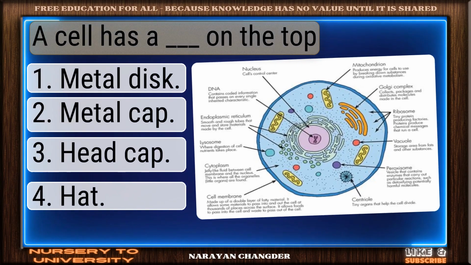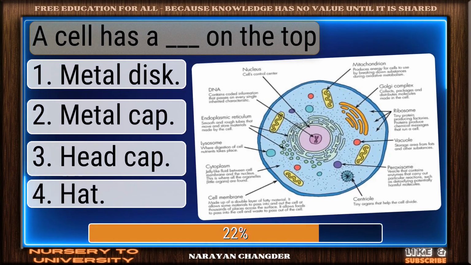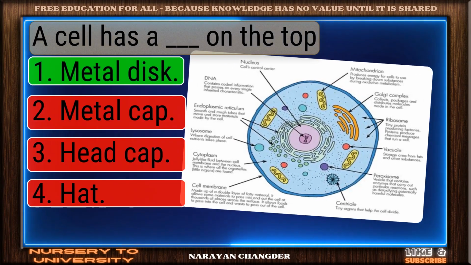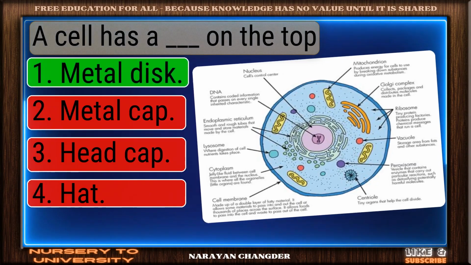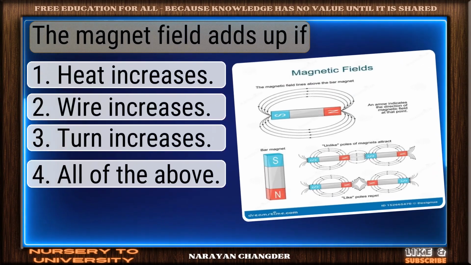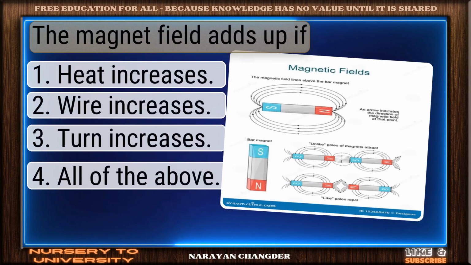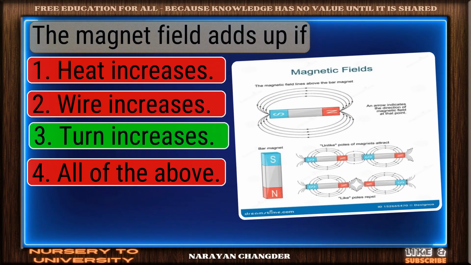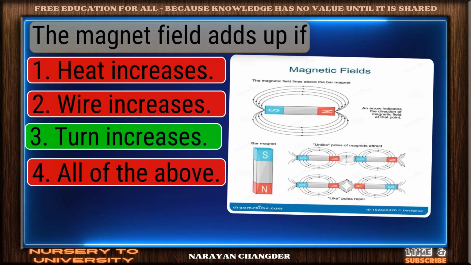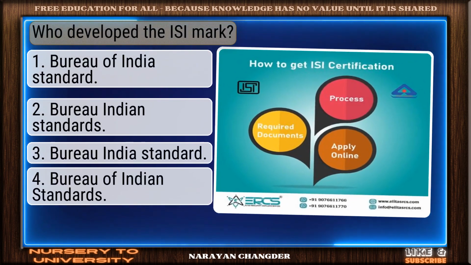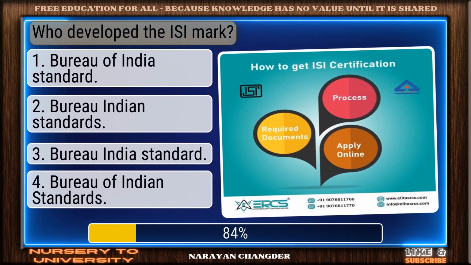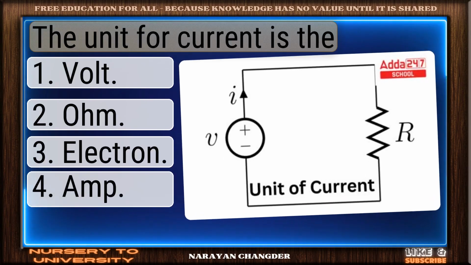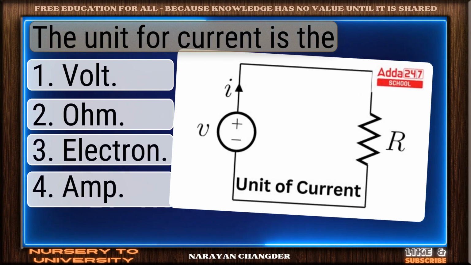Question number 249. A cell has a dash on the top. Clear logic. Your choice metal disc is sound and 100% true. Question number 250. The magnetic field adds up if? Nice selection. Turn increases is the correct and valid answer. Question number 251. Who developed the ISI mark? You chose Bureau of Indian Standards, and it is correct. Question number 252. The unit for current is the?